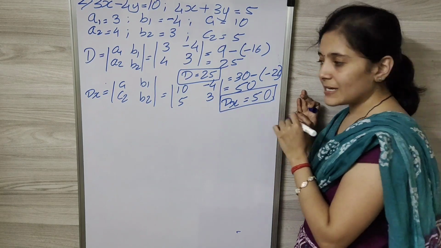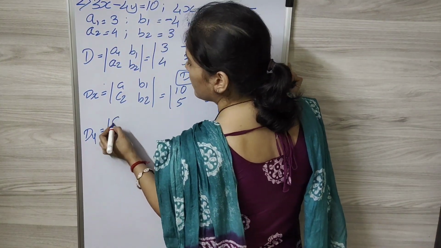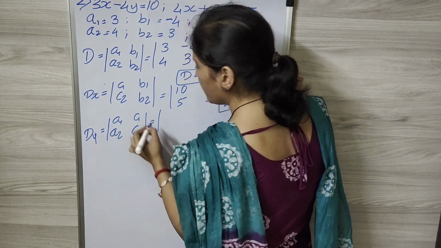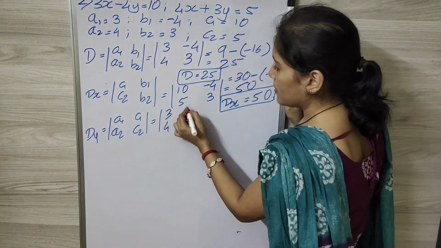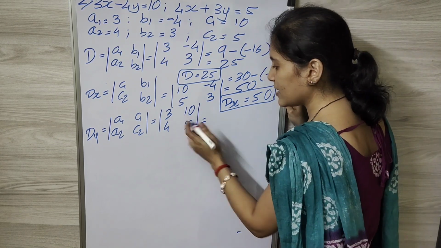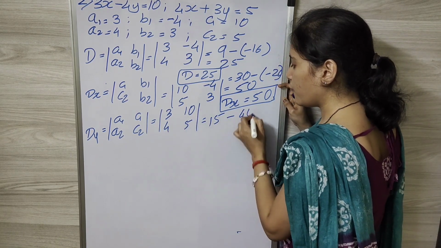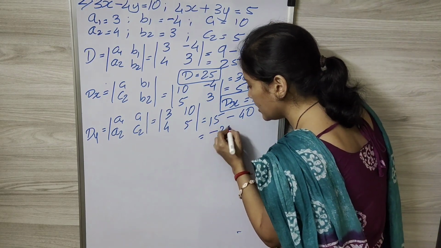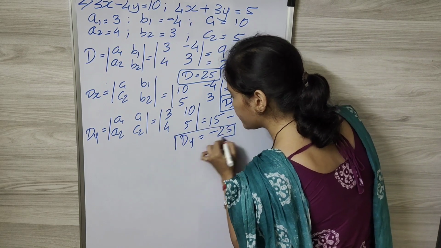Now next is dy. dy, the formula is a1, a2, c1, c2. Now replace the value. a1 that is 3, 4, c1 10, 5. Again cross multiplication. 3 5s are 15 minus 10 4s are 40. So 15 minus 40, that is minus 25. So I also got the value of dy.